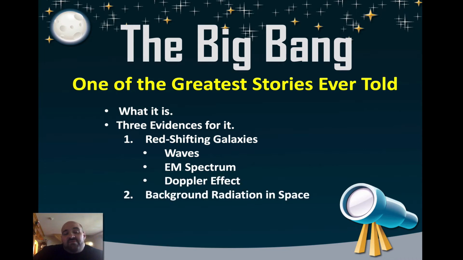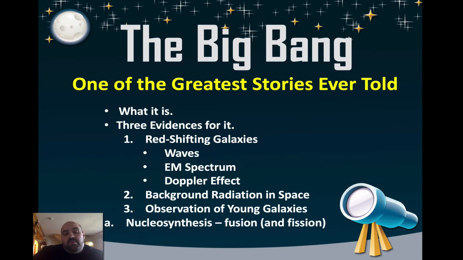A second evidence for the Big Bang is background radiation in space. There's an afterglow from the Big Bang, and we can actually detect it with radio telescopes everywhere we look in the universe. And when we look at young galaxies and stars today, they match up exactly with what the Big Bang model predicts the early universe should have looked like.